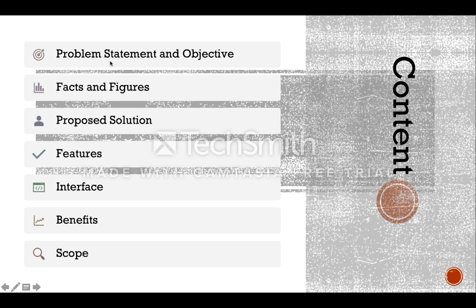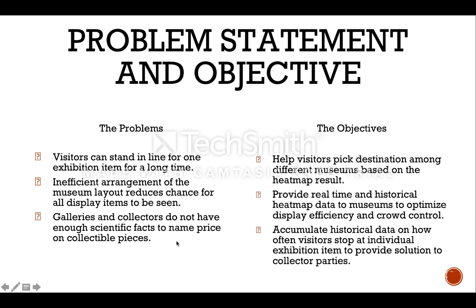We are going to present the problem statement and objective, facts and figures, proposed solution, features, interface, benefits, and lastly scope. And this slide shows us our project problems and objectives.